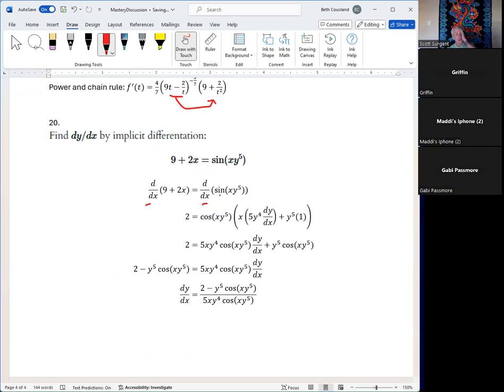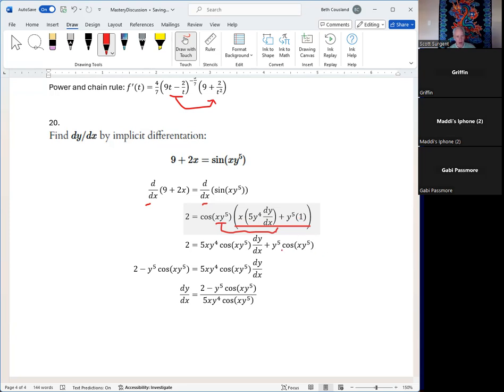On the right side, we have cosine of the thing, x times y to the 5. And then you've got to do the chain rule. So believe it or not, here you have a product rule that has to be done as part of the chain rule. So you take the first times the derivative of the second, so 5y to the fourth dy/dx, because we're taking the derivative of y, that's the chain rule, plus the second, y to the fifth, times the derivative of the first, which is 1, dx/dx, which is 1.